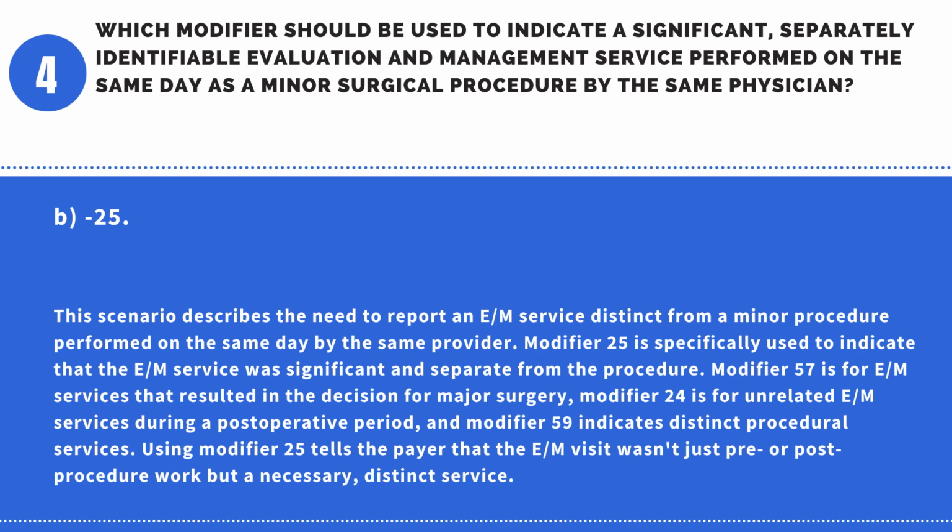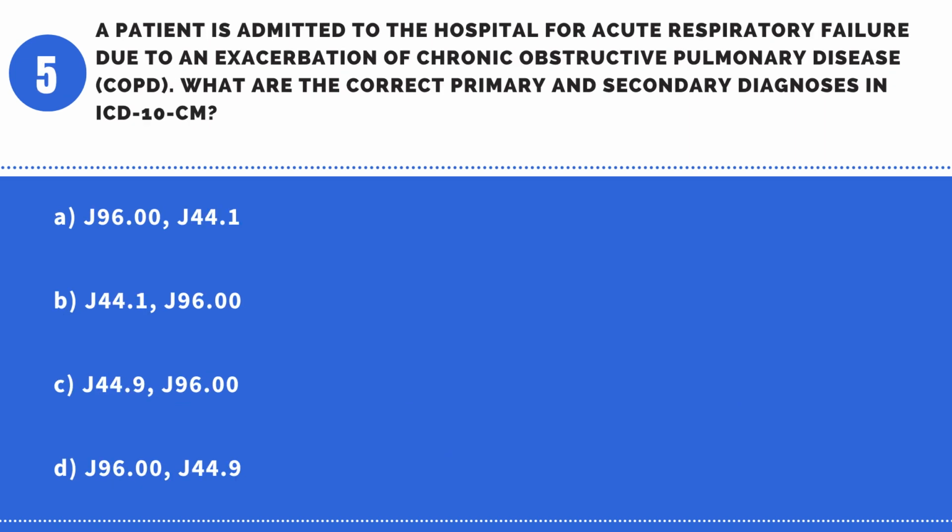Question 5. A patient is admitted to the hospital for acute respiratory failure due to an exacerbation of chronic obstructive pulmonary disease, COPD. What are the correct primary and secondary diagnoses in ICD-10-CM? A. J96.00, J44.1. B. J44.1, J96.00. C. J44.9, J96.00. D. J96.00, J44.9.